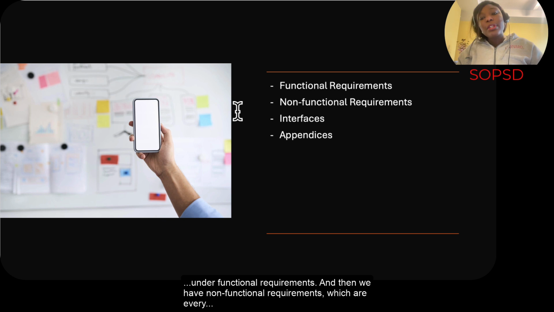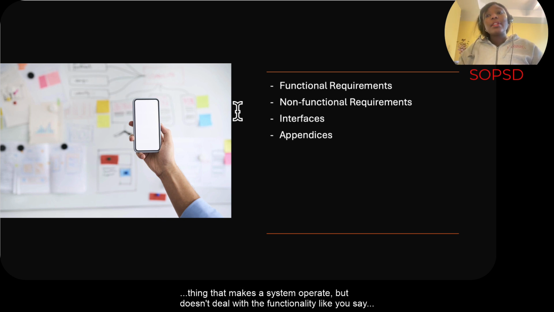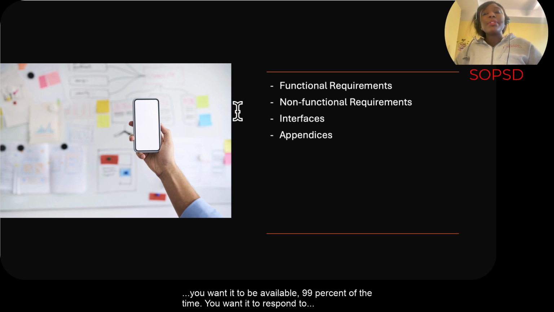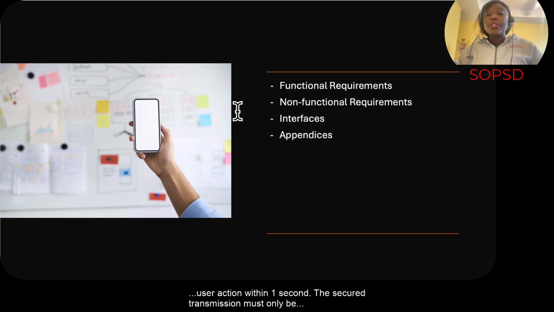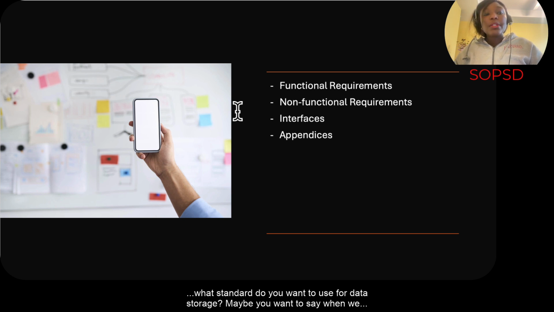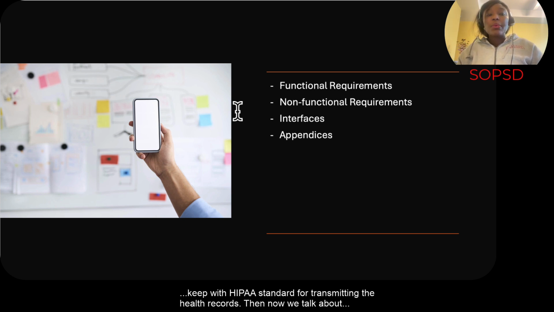Then we have non-functional requirements, and this is everything that makes the system operate but doesn't deal with the functionality. Like you say, you want it to be available 99% of the time. You want it to respond to user actions within 1 second. You want secure transmission to be only through HTTPS, all right? And maybe what standard do you want to use for data storage? Maybe you want to say, well, we keep with the HIPAA standard for transmitting the health records.